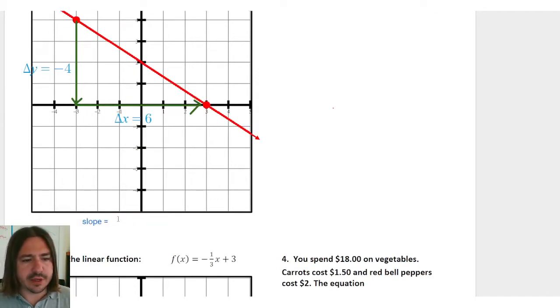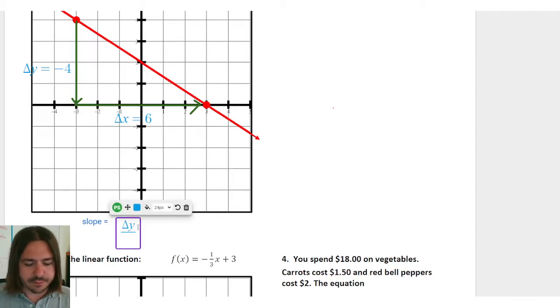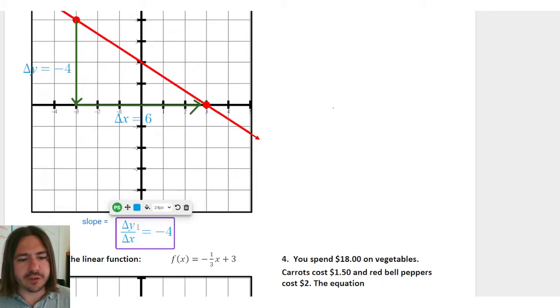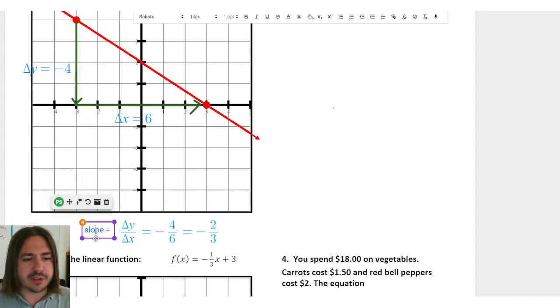So my slope, which is change in y over change in x, let's go ahead and write that down. Change in y over the change in x is going to equal -4 over 6, and that'll reduce to -2/3. So that's going to be the slope of this line.